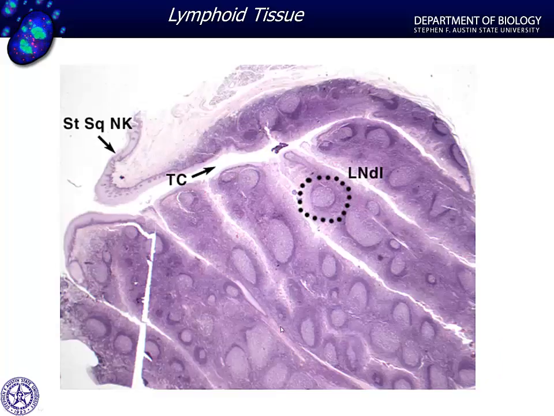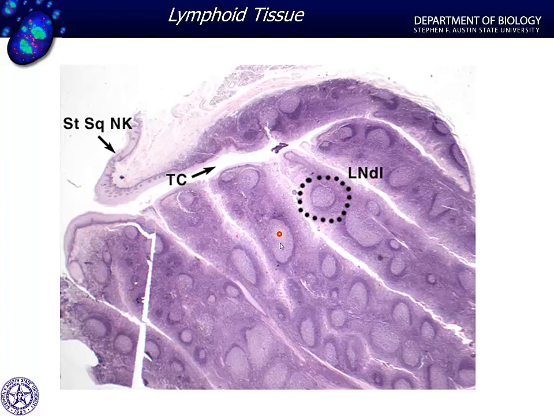Now, in this case, this is a little bit tricky because this is going to be our tonsillar crypt. All of these things that you see, these are artifacts. You can see how they look jagged and cracked in this particular one, but this is one of the best lingual tonsil sections I could find.